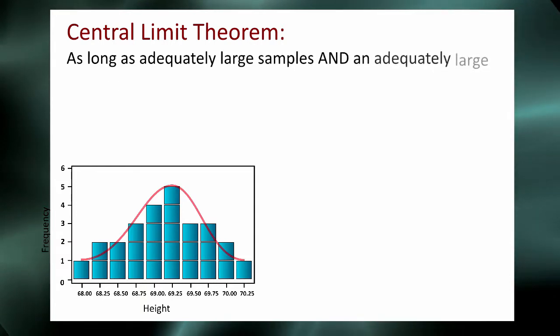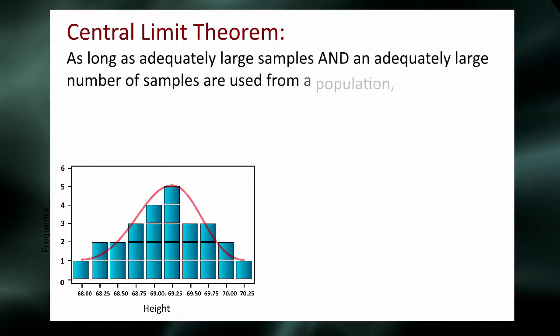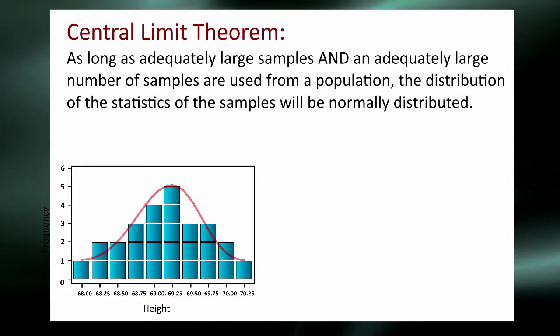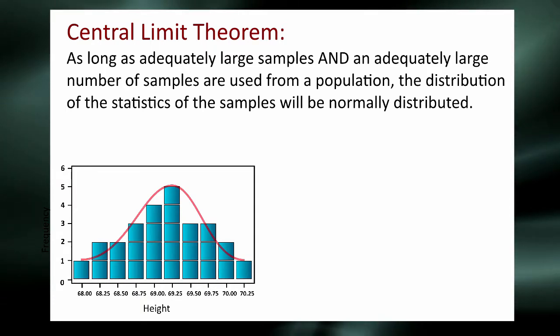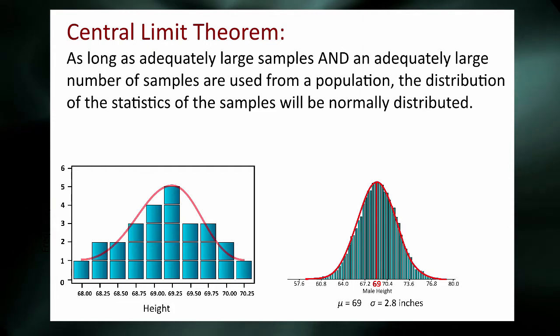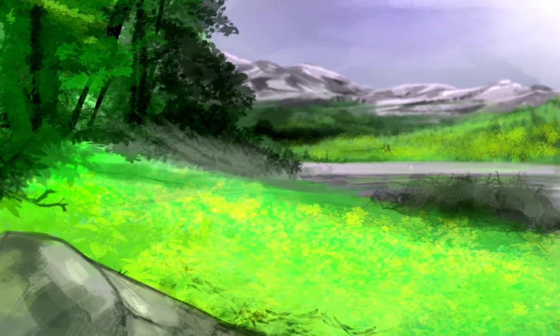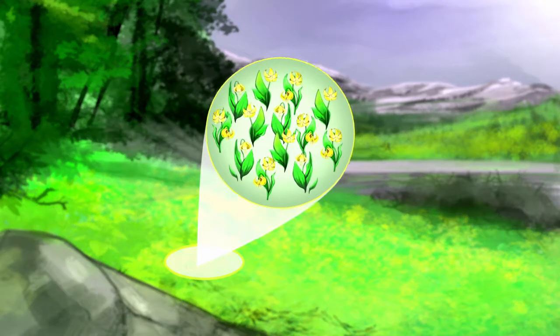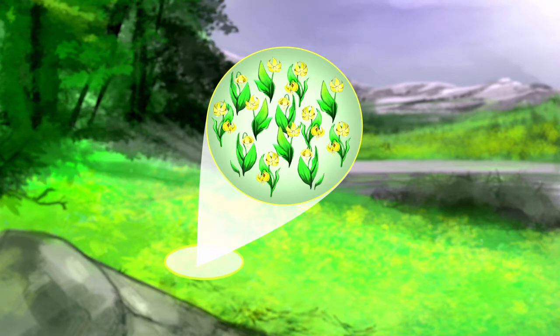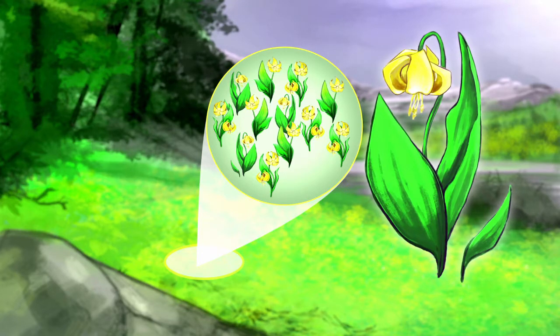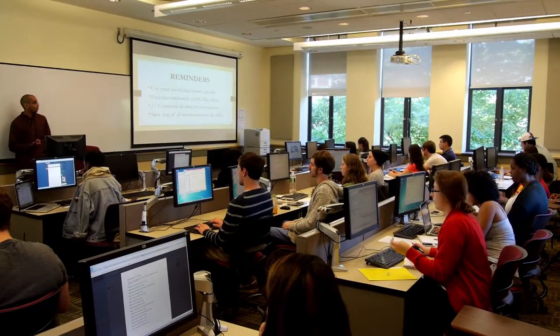which states that as long as adequately large samples and an adequately large number of samples are drawn from a population, the distribution of the statistics of the samples, whether of mean, proportion, standard deviation, or any other statistic, will be normally distributed. Our projects ultimately rely on only one sample. However, if that sample is representative of the larger population, inferential statistical tests allow us to estimate, with different levels of certainty, parameters for the entire population. This idea is the foundation for each of the inferential tools that you'll be using to answer your research question.